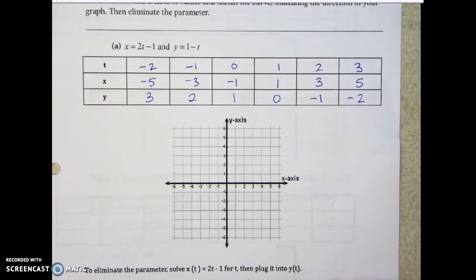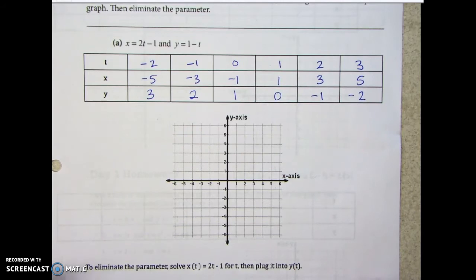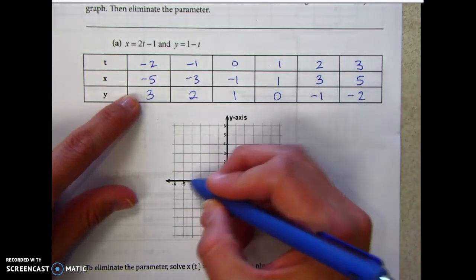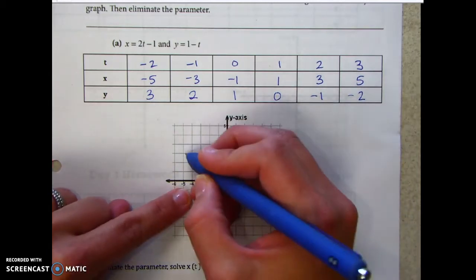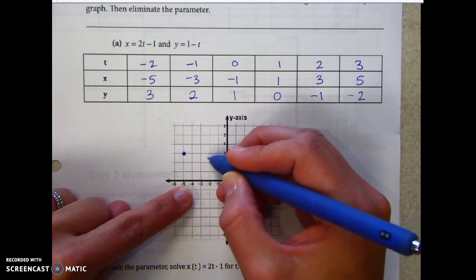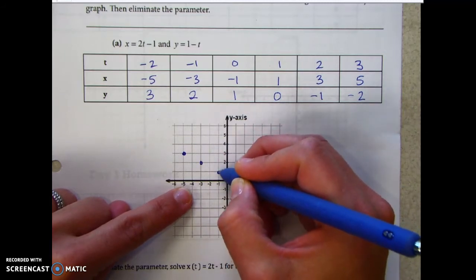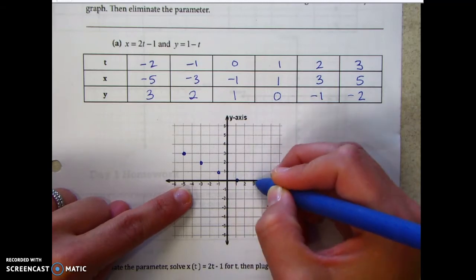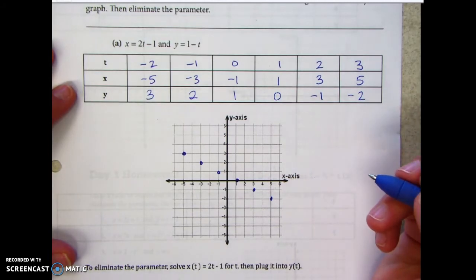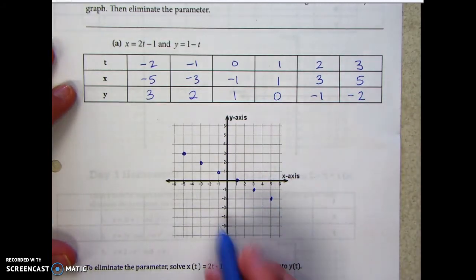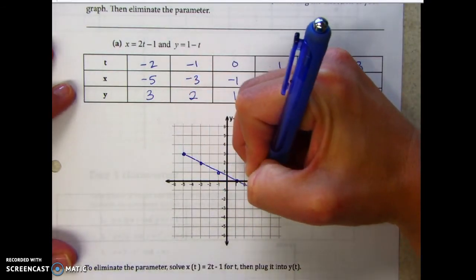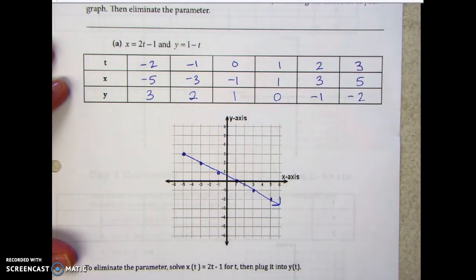All right, so now we're going to plot these points, and the coordinate points are x and y. So the x value is -5, and the y value is 3. X is -3, the y value is 2; -1, 1; 1, 0; 3, -1; 5, -2. This has a direction. Where did we start? We started here, and we went in this direction. So you actually have to have an arrow because it represents time.